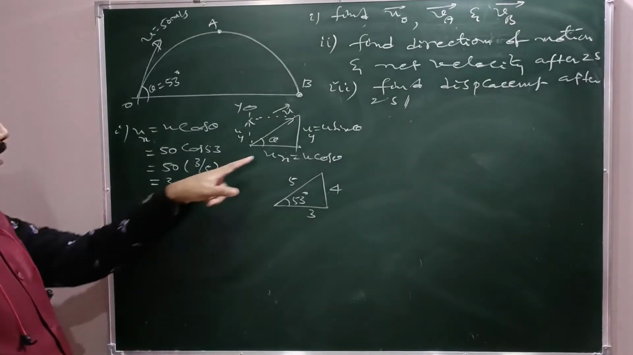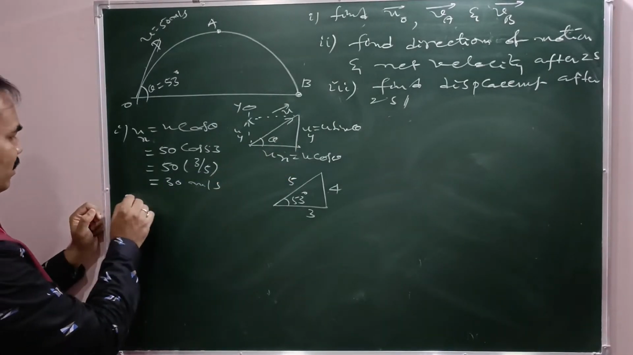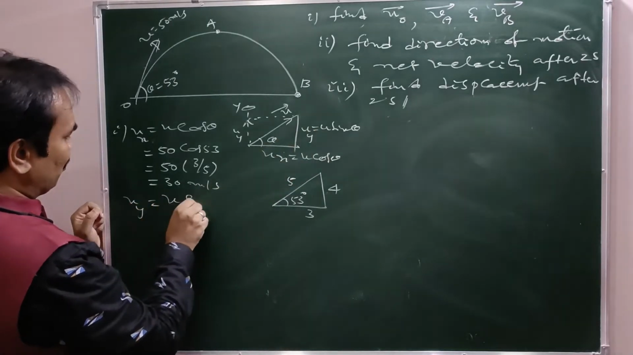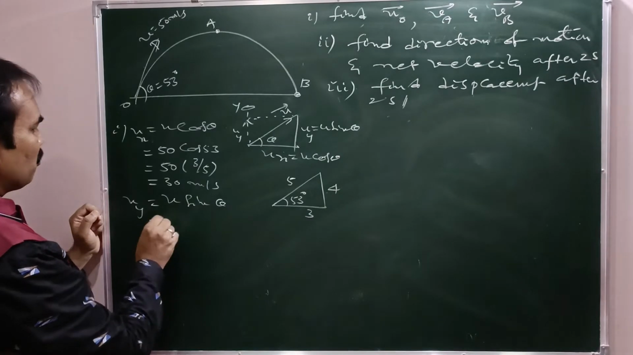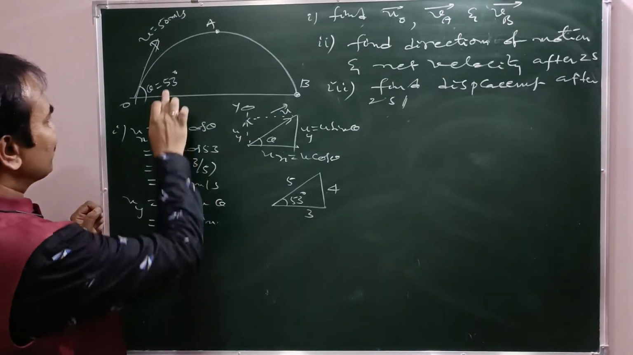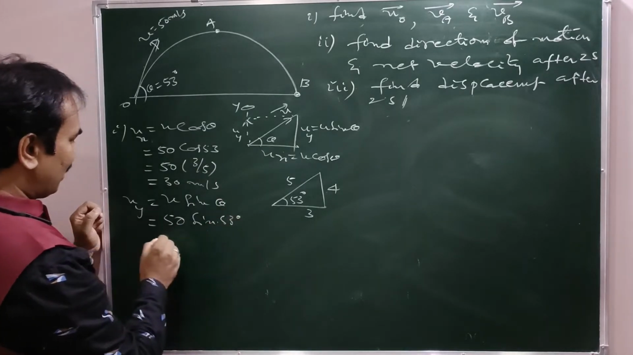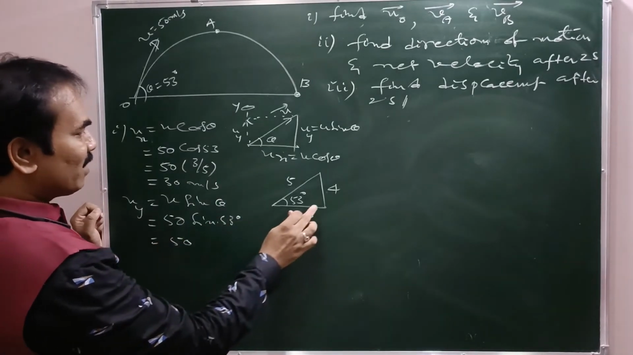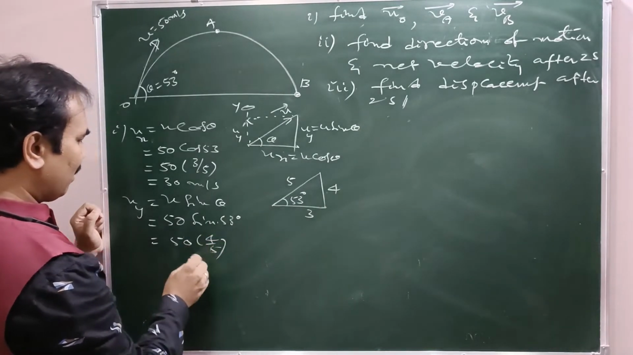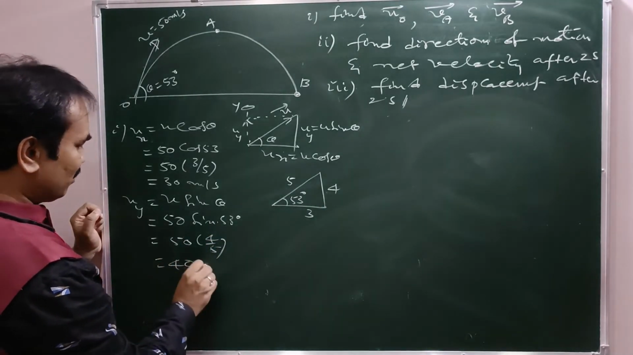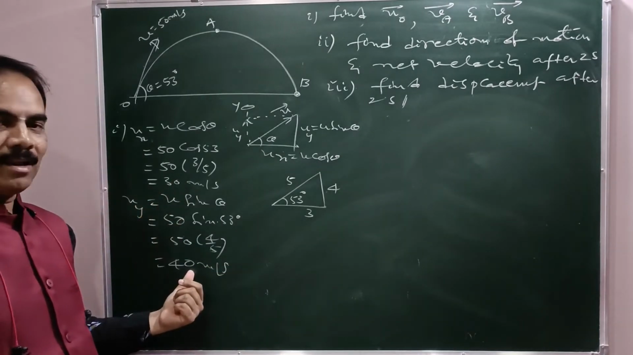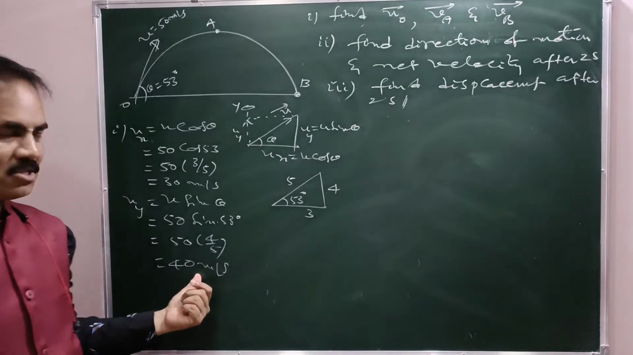Similarly, what is Vy? Vy equals u sin theta. Here u is 50 and sin 53 is 4 by 5. 50 into 4 by 5, right? That is 40 meters per second. So we have both horizontal and vertical initial components of velocity.